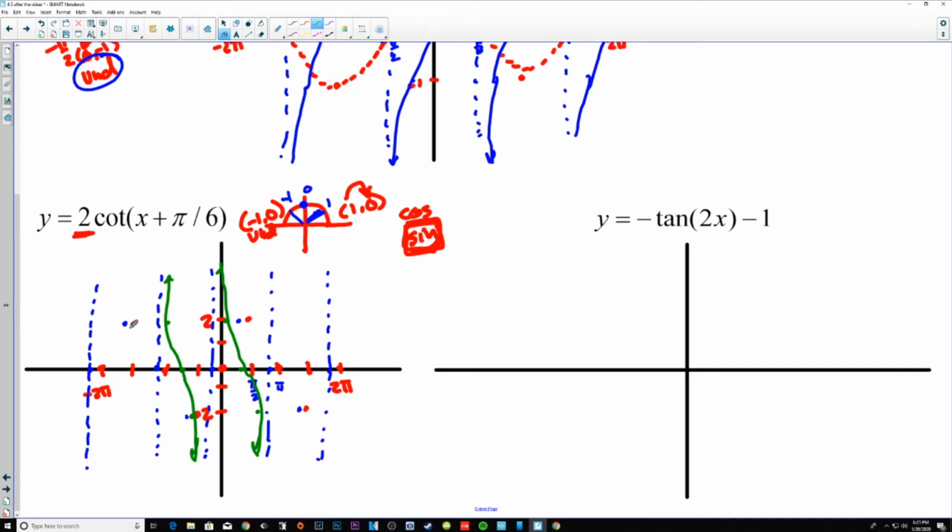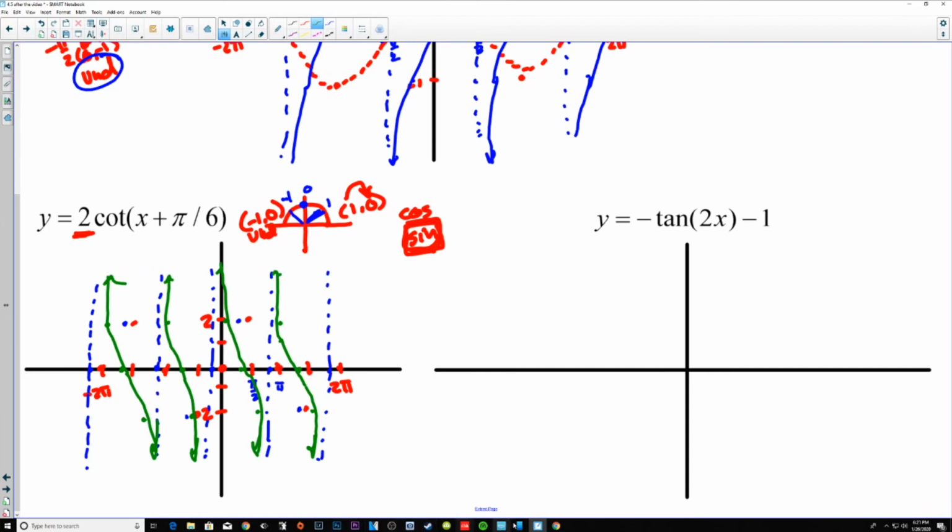Need halfway in between the blue. Let's say it's right there, and halfway between there, and halfway between there down at negative 2. Because remember, we've multiplied those 1s by 2. So there's another period of cotangent. How about one more over here? Let's say that's halfway, half of that, and half of that. And cotangent is upside down from what tangent is, but they look very similar except upside down.